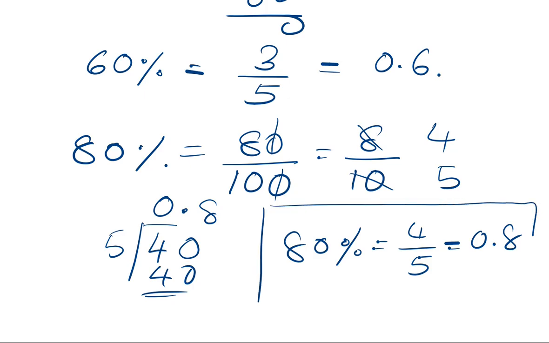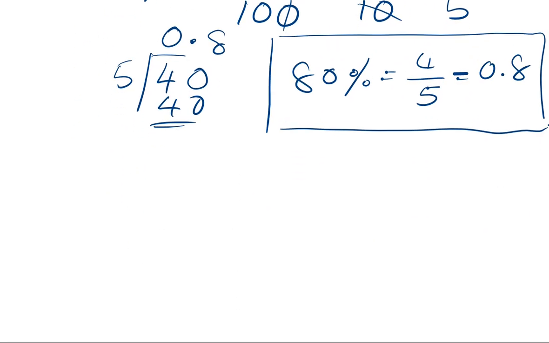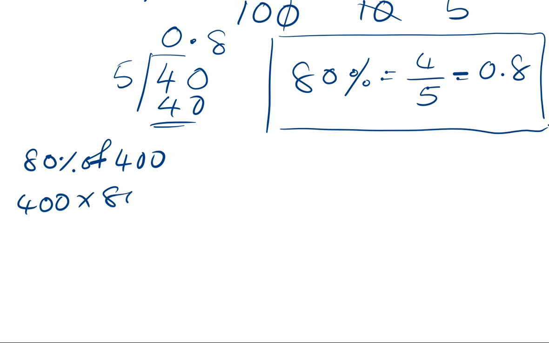Okay, we can check whether these are equivalent. We can find 80 percent of 400. First we found that 80 percent is equal to 4 over 5 is equal to 0.8. So first, 80 percent of 400. So 400 times 80 over 100. These two zeros cancel out. So 4 into 8, 32, 320.